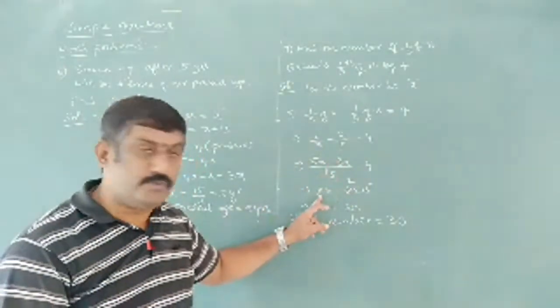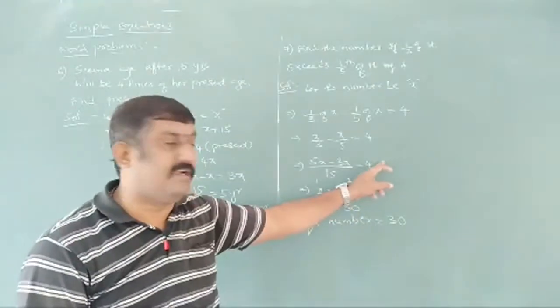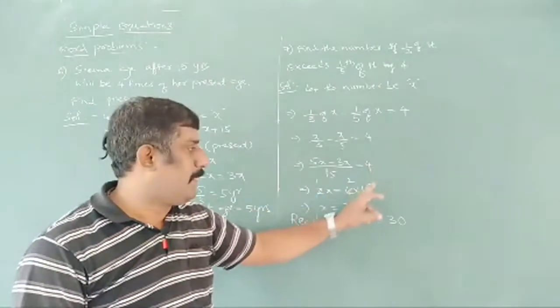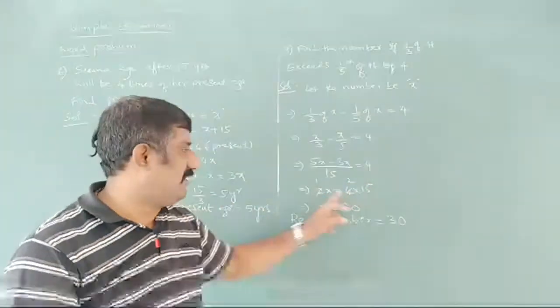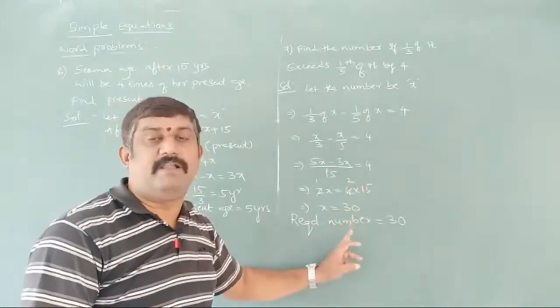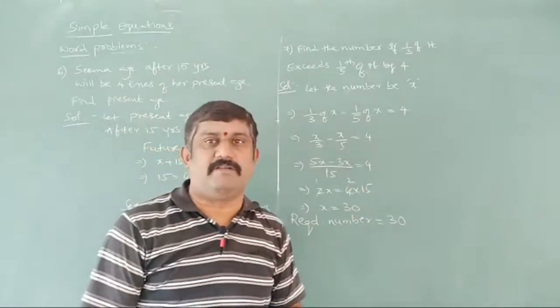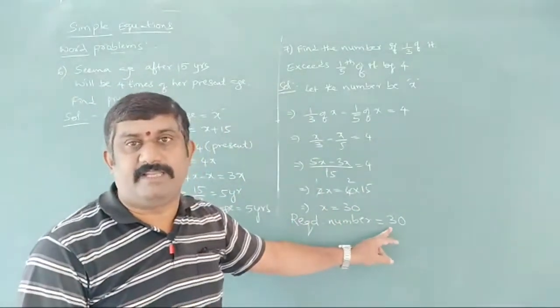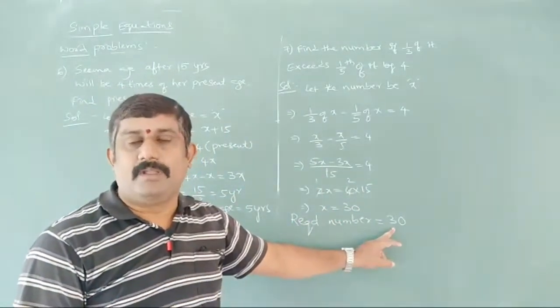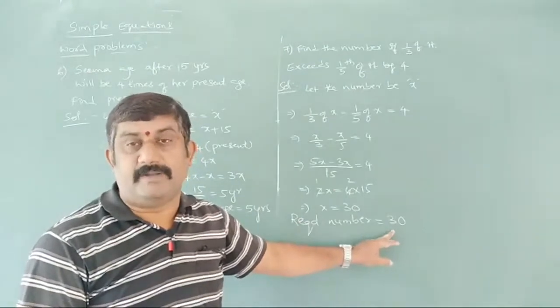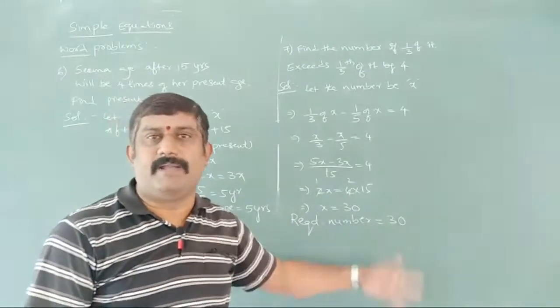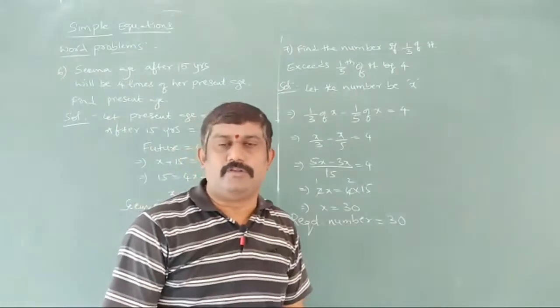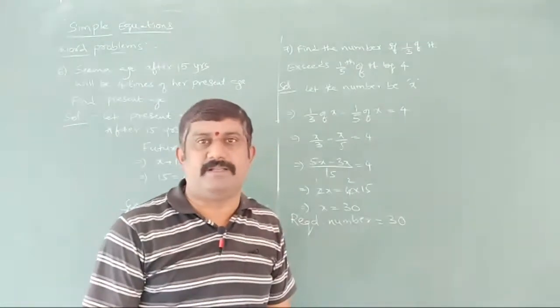5x minus 3x is 2x, which is equal to 4. Taking this to that side, the divisor becomes a multiple. So 4 into 15: 2 1s are 2, 2 5s are 10, that gives 30. The required number is 30. Again, you check whether it is right or wrong. 1/3 of the number means 3 parts: 10. Next, 1/5 of 30, nothing but 5 parts: 6. 10 minus 6 is nothing but 4. So simply we can write the answer is correct.